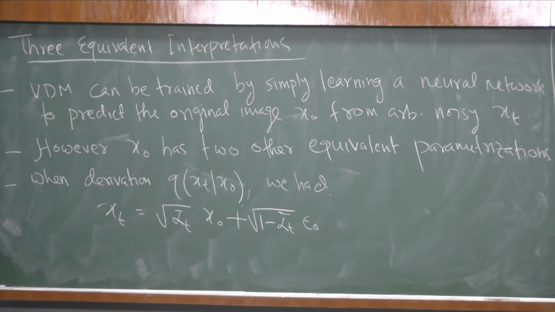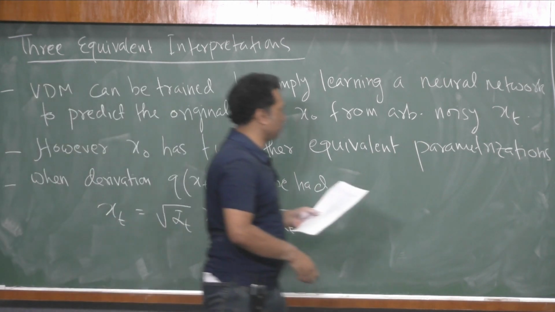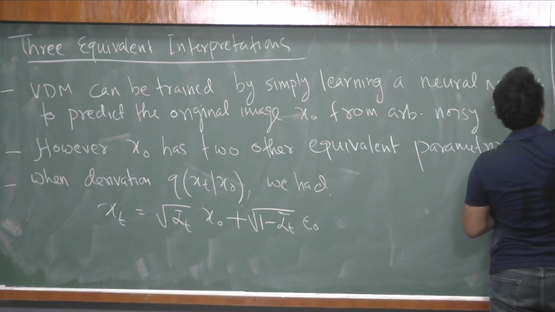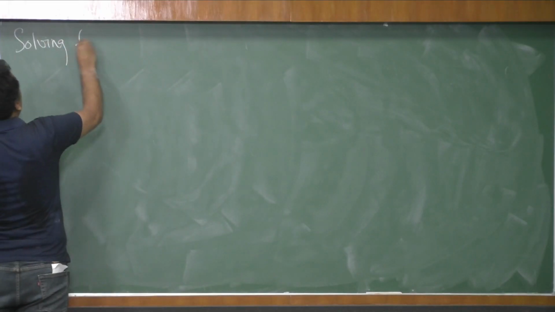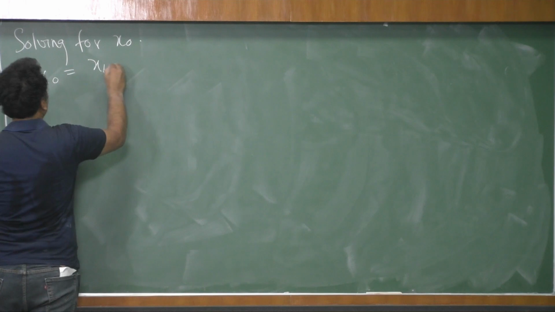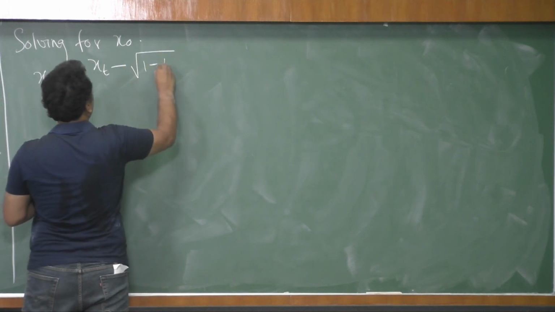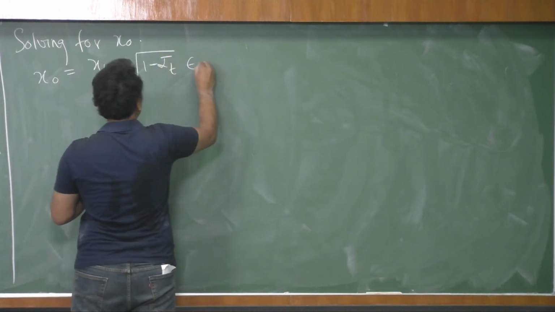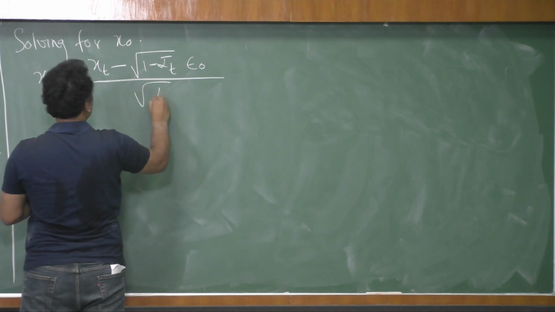From here we would like to see how x naught looks, and see what could be interpreted from there. Solving for x naught, we have x naught is xt minus square root of 1 minus alpha bar t epsilon naught, divided by square root of alpha bar t.